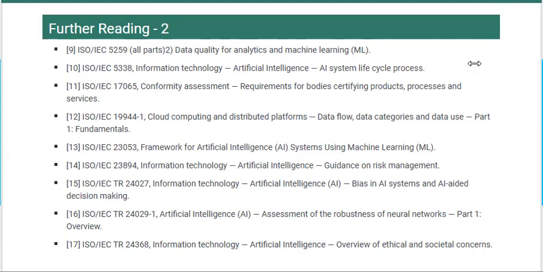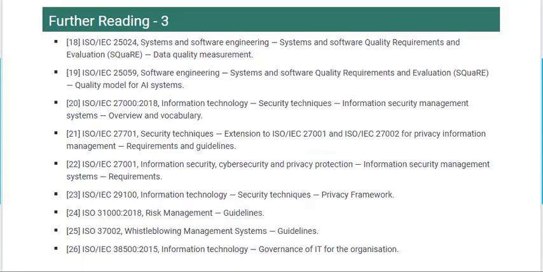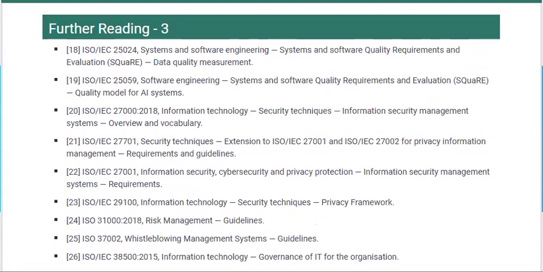16. ISO/IEC TR 24029-1, Artificial Intelligence, AI, Assessment of the Robustness of Neural Networks, Part 1, Overview. 17. ISO/IEC TR 24368, Information Technology, Artificial Intelligence, Overview of Ethical and Societal Concerns.